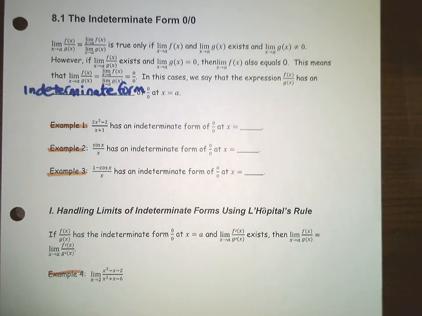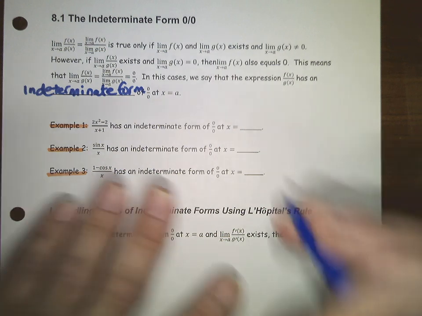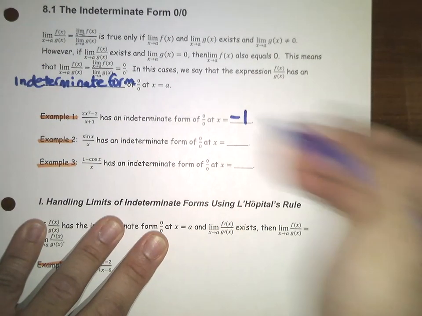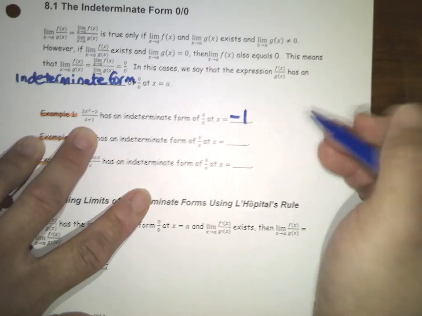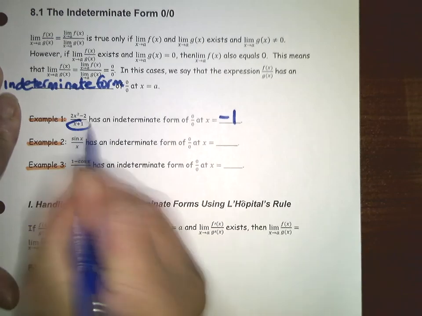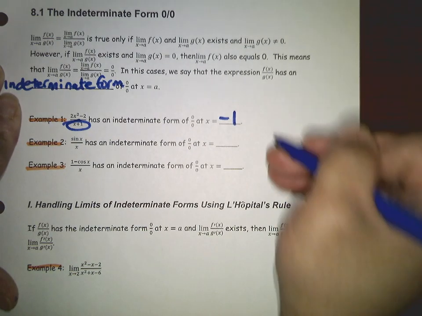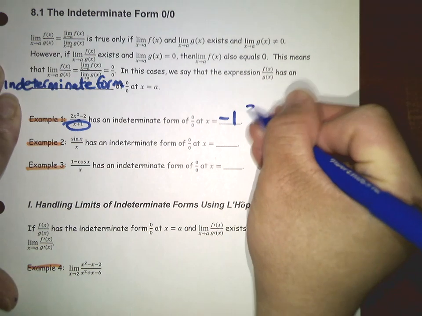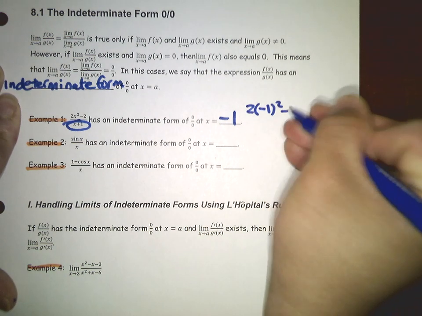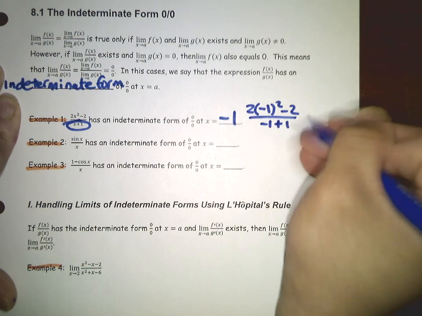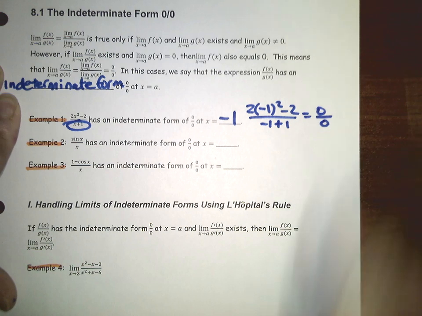So here is an example. 2x squared minus 2 over x plus 1 has an indeterminate form of 0 over 0 at which x value? Well, that would be at x equals -1. You could verify that because if x is -1, then the denominator would be 0, but then you need to verify that for the numerator. So 2 times -1 squared minus 2 over -1 plus 1 would be 0 over 0.